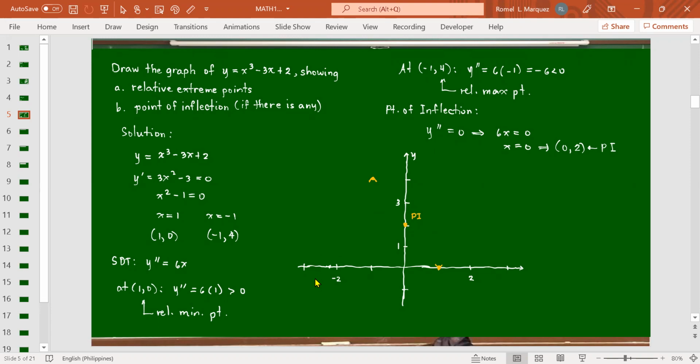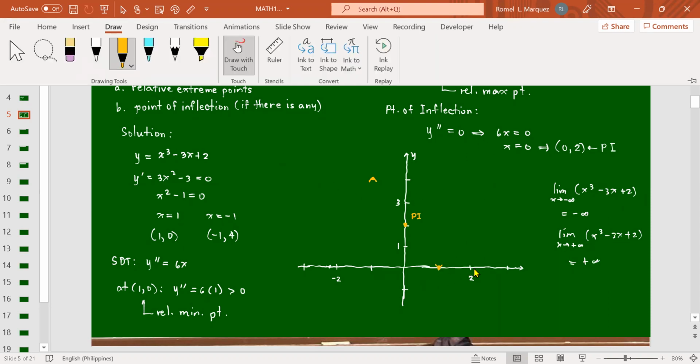And then, where will it intersect the x-axis? If you take the limit, you know the end behavior. Limit as x approaches negative infinity. It depends on x cubed, so negative infinity. Limit as x approaches positive infinity of x cubed minus 3x plus 2 is positive infinity. So it will keep going up.